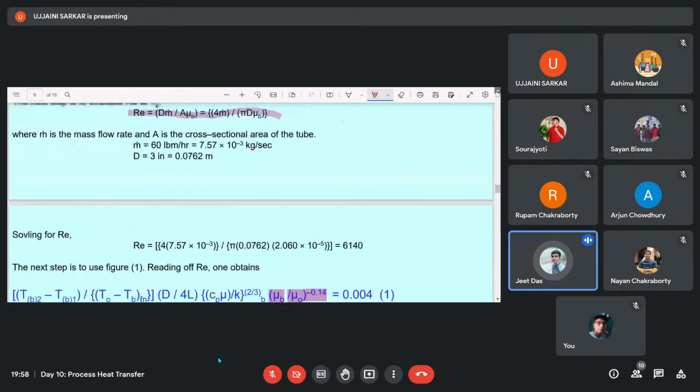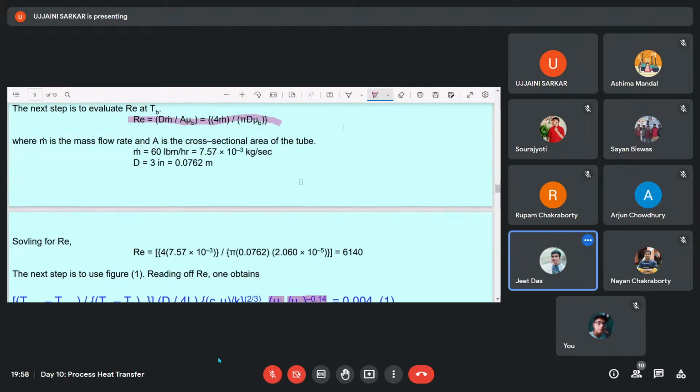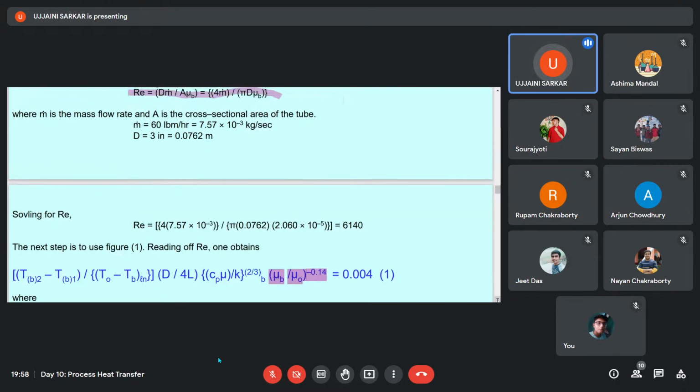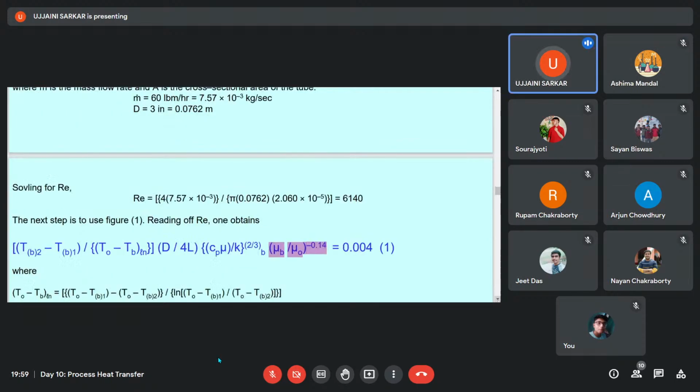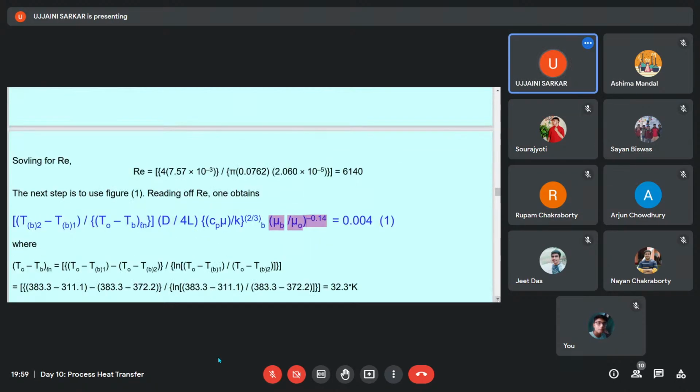ইয়েস ম্যাম, 6143.33। হ্যাঁ, তোমরা অঙ্কটা করেছো? হ্যাঁ ম্যাম, 6140.21 এসেছে। আচ্ছা, ট্রুথফুলি করছো তো? জাস্ট একটা ভ্যালু বলে দিচ্ছ না তো?